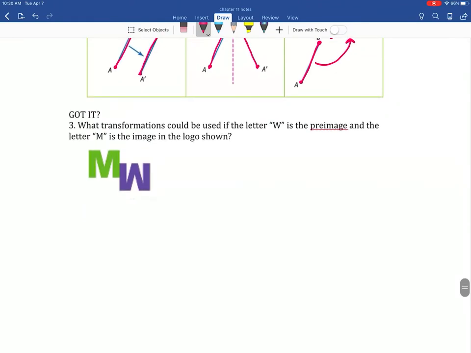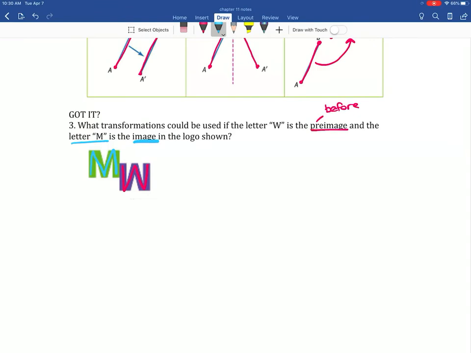Number 3, what transformation could be used if the letter W is the pre-image? Remember we said pre means before, so it's the image you're starting with. This is what I'm starting with. And the letter M is the image. It's the one we end up with in the logo shown. So how can we move the W to be the M?